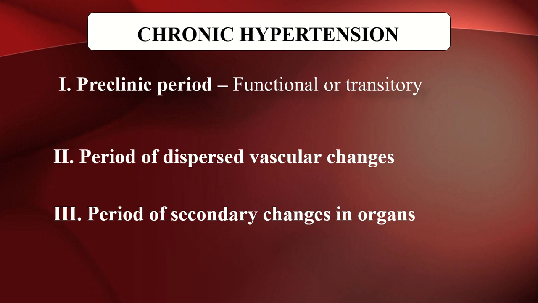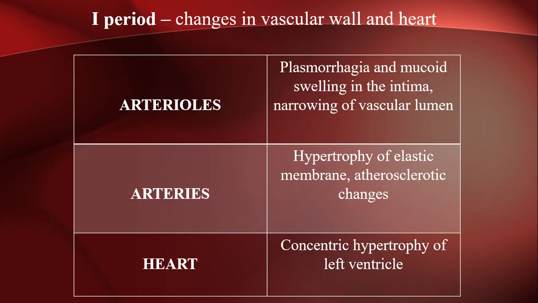But chronic hypertension continues in three periods. First, the preclinical period, also called transitional, functional or transitory; second, the period of dispersed vascular change; and third, the period of secondary change in organs. In the first period, there are changes in the vascular wall and heart. In the arterioles, we found plasmorrhagia and mucoid swelling in the intima, and narrowing of the vascular lumen. In the arteries, hypertrophy of the elastic membrane and atherosclerotic change, and in the wall of the heart, concentric hypertrophy of the left ventricle.